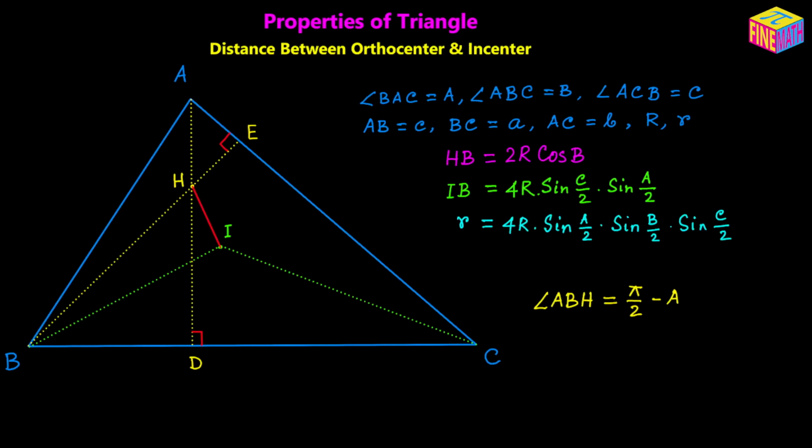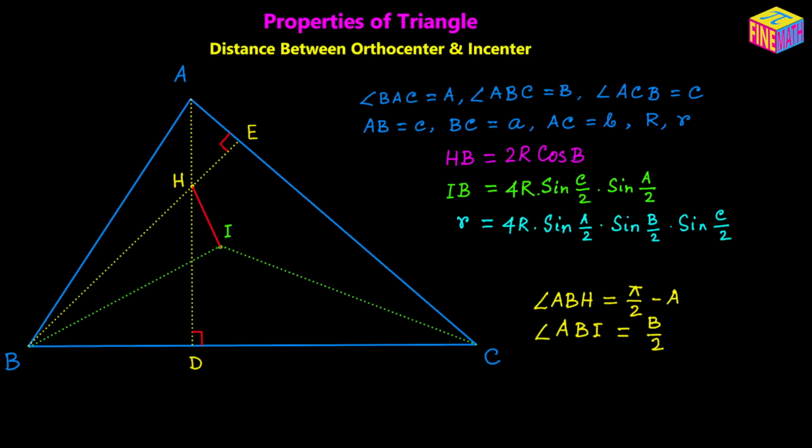If you look at the triangle ABE, that is a right triangle because BE is perpendicular to AC. So triangle ABE would be a right triangle. That means the angle ABH or ABE will be 90 degrees minus A, because if you think about it, the sum of the angle ABE and the angle BAE would be 90 degrees, and we know that angle BAE is actually the angle A that we denote with uppercase A. So angle ABH will be 90 degrees minus the angle A. And that's exactly what I have noted here.